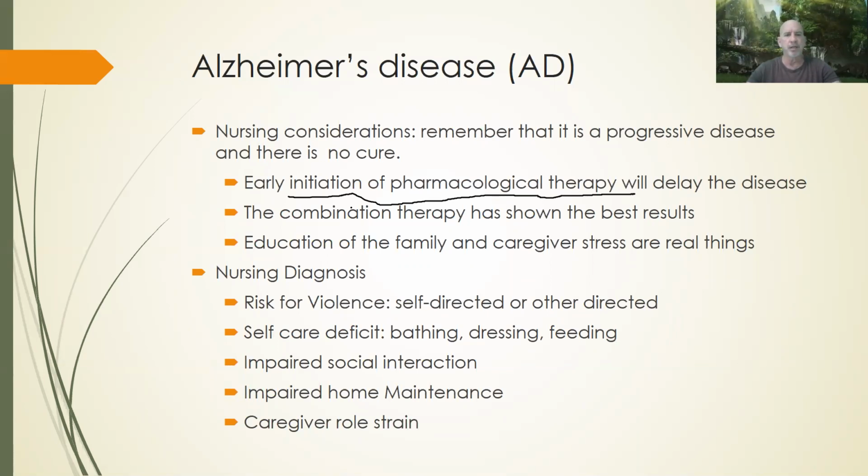There again, risk and diagnosis, depending on what stage of the disease they're in. Risk for violence, as I was talking about, they can get very agitated. They get very agitated because they're very frustrated and they act out, basically. Self-care deficit, they may have difficulty doing their activities of daily living. So you will have to help them with that while they're in the hospital, and hopefully educate the family so they can do that at home.